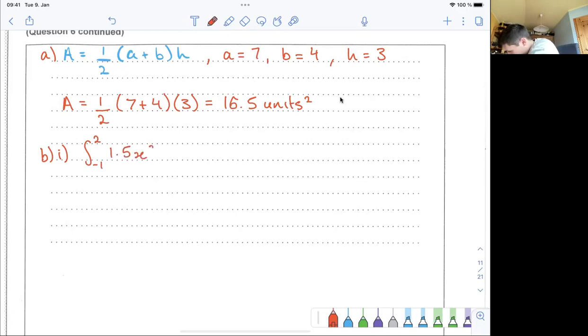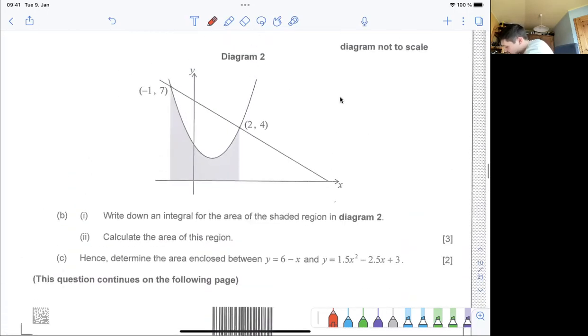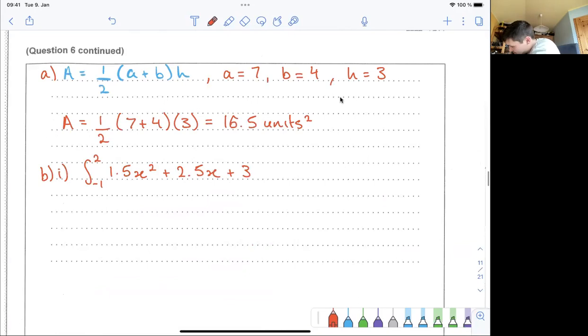our function in our graph, which is 1.5x squared plus 2.5x plus 3. I believe that's meant to be minus 2.5x, right? Yeah. Beg your pardon. And then dx on the end, integrating with respect to x. And then, yeah, that would be our answer for part B1.